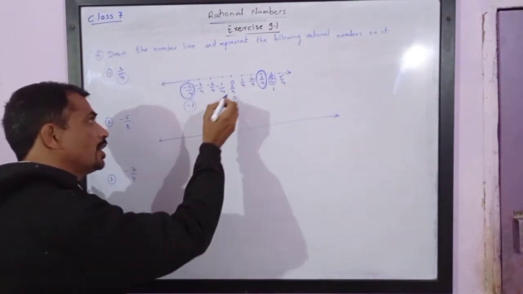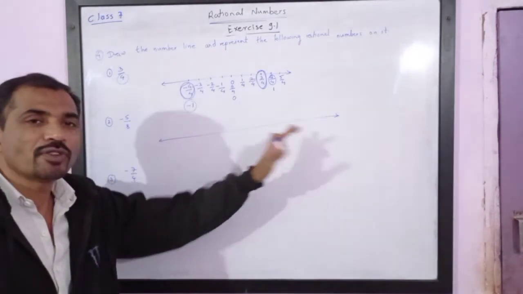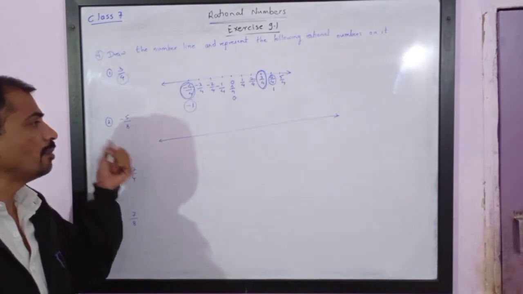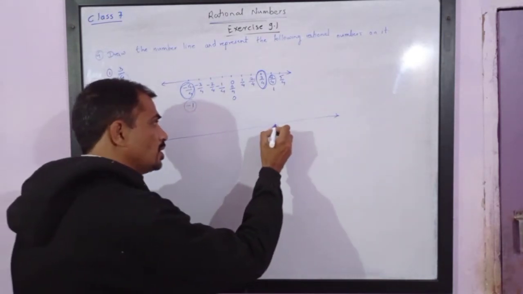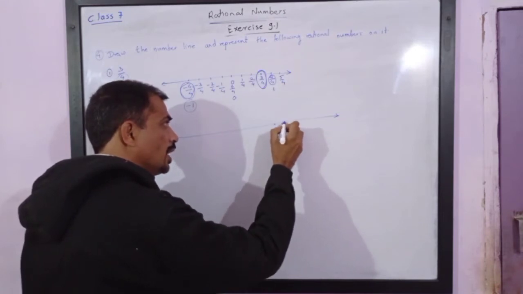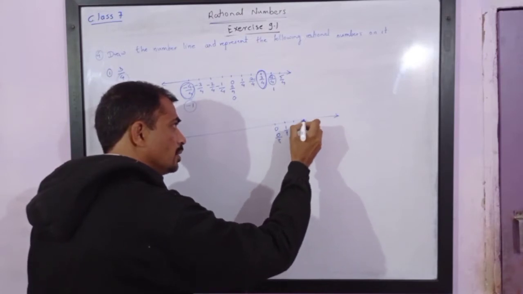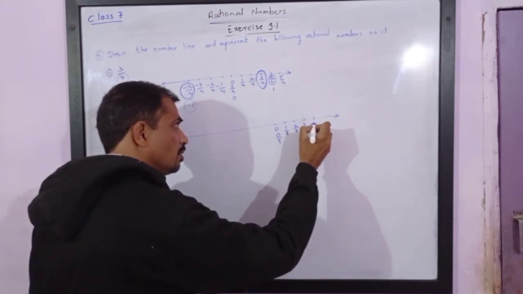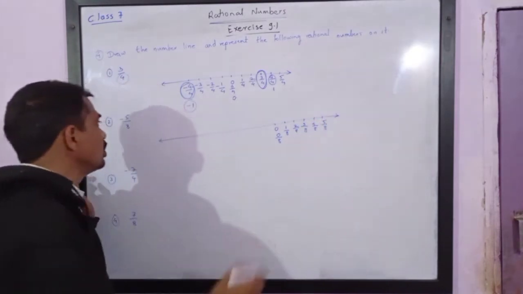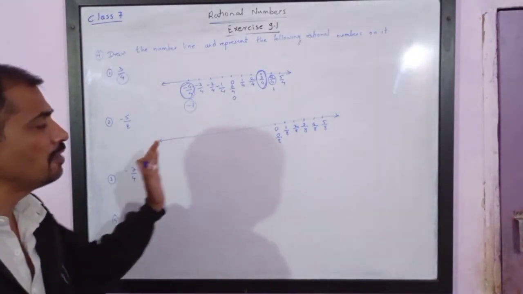Please note, I already told you, depending upon the denominator, we divide the numbers from 0 to 1 in that many equal parts as the denominator. So we write 0 first. First part will be 0 upon 8. Next will be 1 upon 8, next 2 upon 8, 3 upon 8, 4 upon 8, 5 upon 8 and so on. We are asked to plot negative 5 upon 8, so it will be to the left side of the 0.